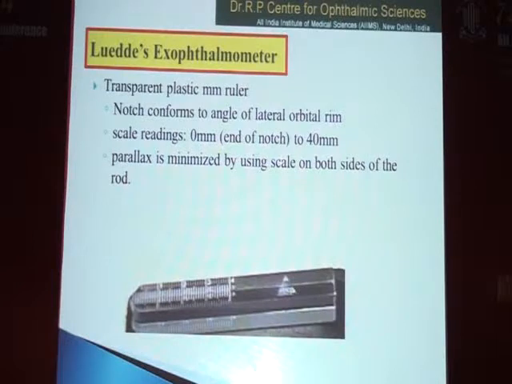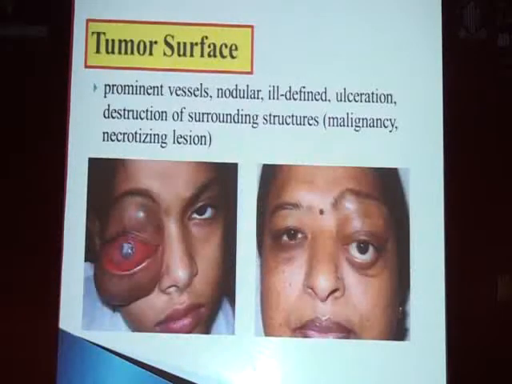This is another instrument, the Luedde exophthalmometer. This is a transparent plastic millimeter ruler. The notch at the end confirms that we are keeping it at the angle of the lateral orbital rim, and the scale reading varies from 0 to 40 millimeters. The parallax is minimized using scale on both sides of the rod.